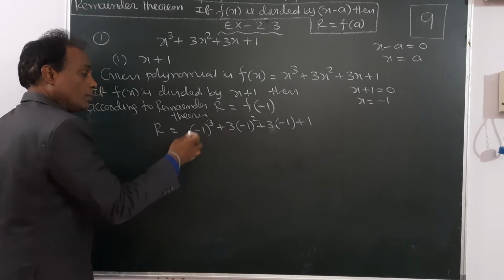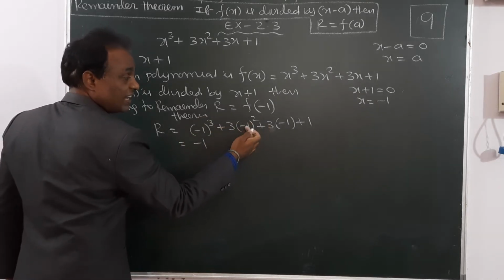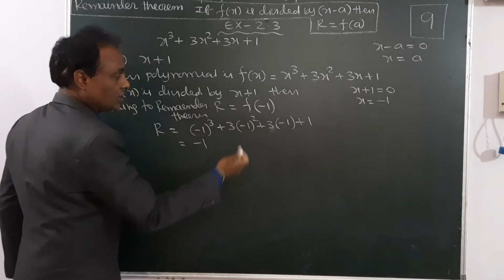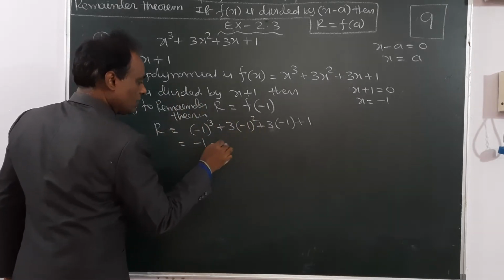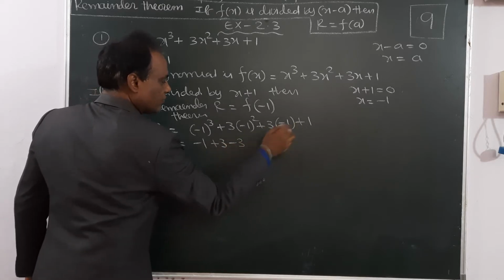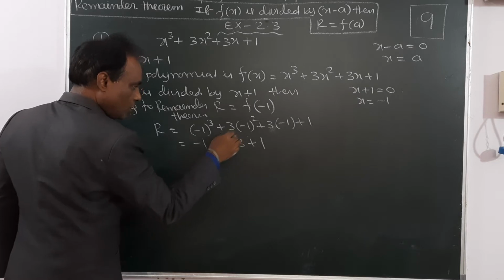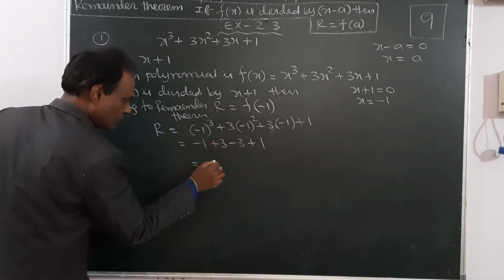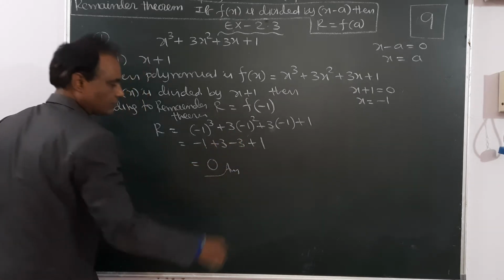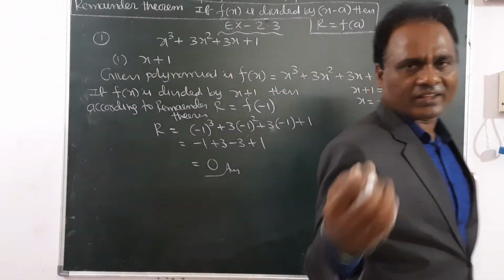Minus 1 whole cube is minus 1, plus 3 times minus 1 whole square: minus into minus is plus, 1 square is 1, 1 into 3 is 3. Plus into minus is minus 3, plus 1. 3 minus 3 is 0, 1 minus 1 is 0. Answer is 0. Simple. Same model, we have all the other bits.